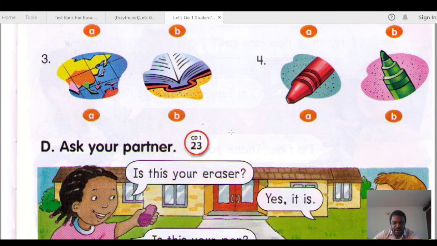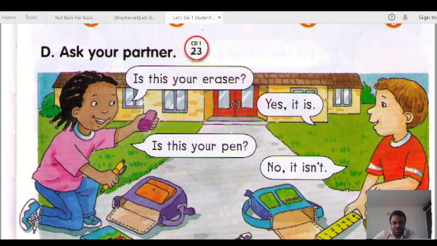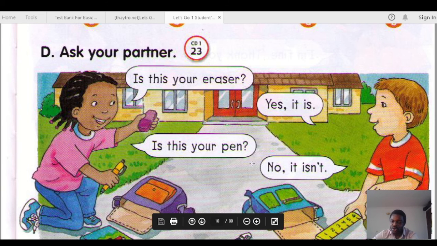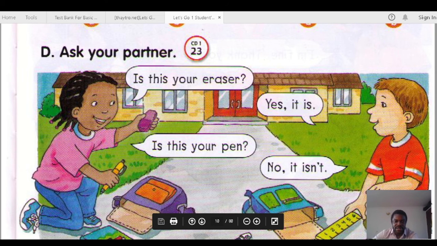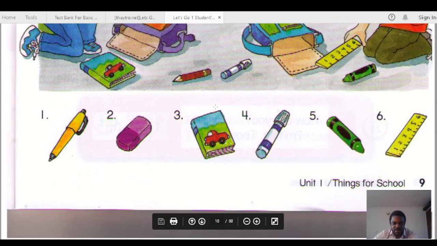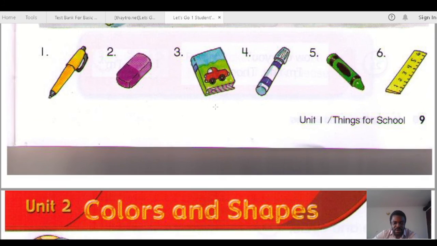I also want you to go back and look at some of these things and see if you can read them yourselves. Is this your eraser? Yes, it is. Is this your pen? No, it isn't. Is this your eraser? This is a question. Yes, it is. It's a positive answer, a positive sentence. Is this your pencil? Is this your pen? No, it isn't. Isn't means is not. Not is what makes our sentence negative. Okay? So that is all for Unit 1.